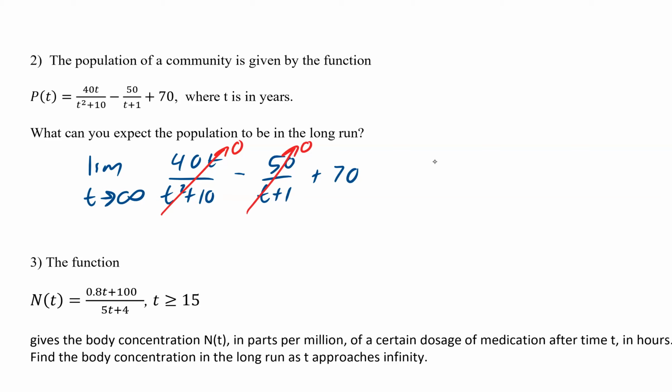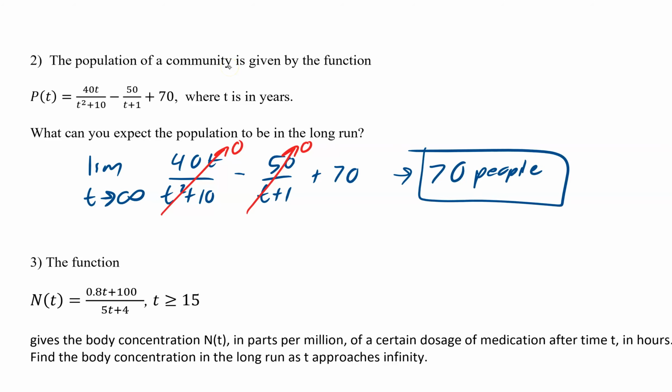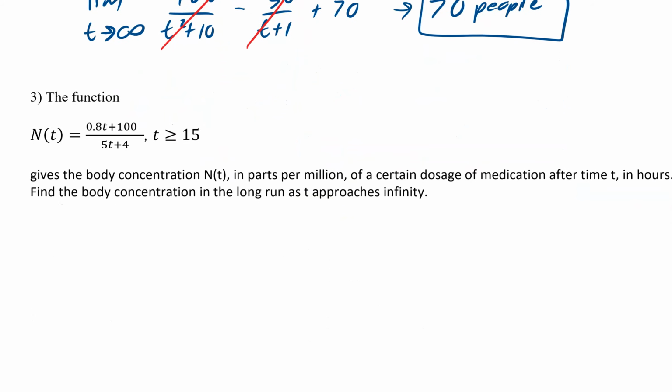Top degree is the same as the bottom degree. This goes to 3. So big bottoms, big bottoms go to 0. So what number are we left with? 70. And now we just need units. So we're assuming this is the population, so there would be 70 people. That's kind of depressing. So this town is disappearing. So in the long run, there will only be 70 people left in this town as t goes on and on. So how about this one?